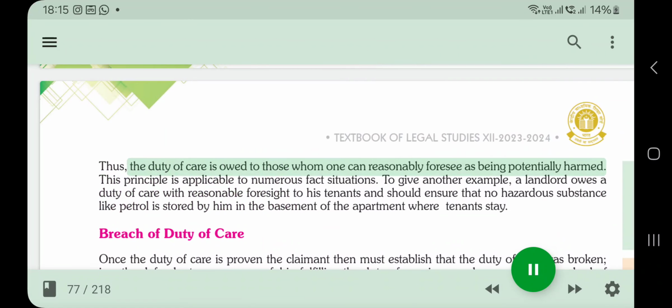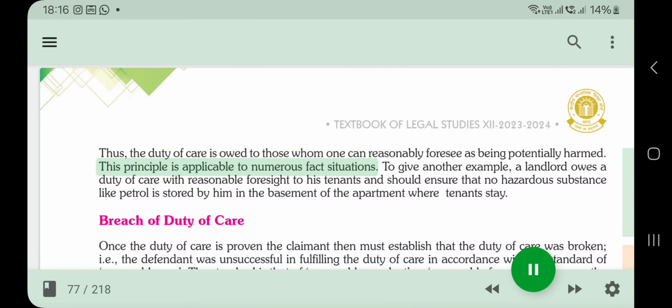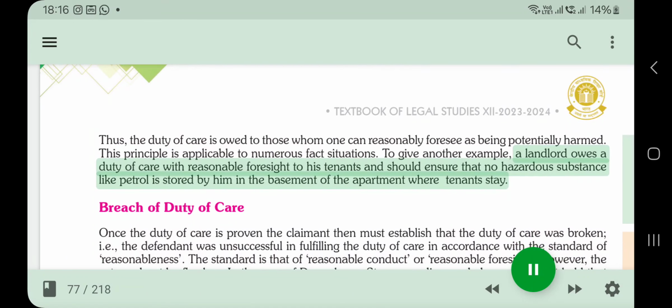Thus, the duty of care is owed to those whom one can reasonably foresee as being potentially harmed. This principle is applicable to numerous fact situations. To give another example, a landlord owes a duty of care with reasonable foresight to his tenants and should ensure that no hazardous substance like petrol is stored by him in the basement of the apartment where tenants stay.